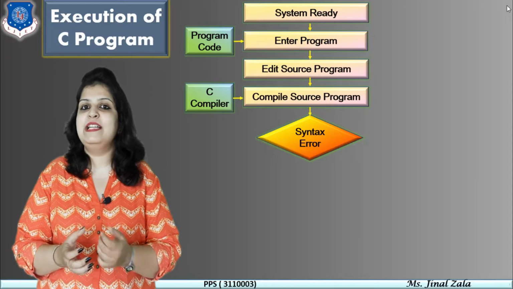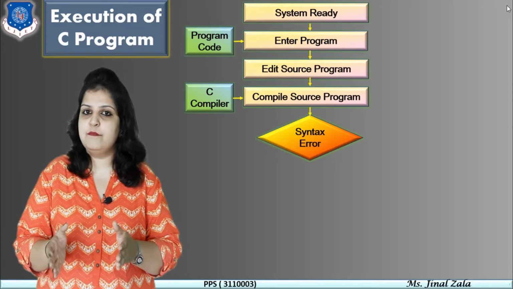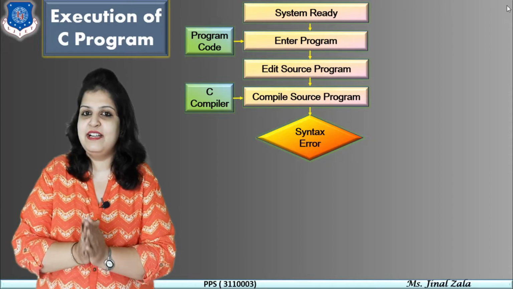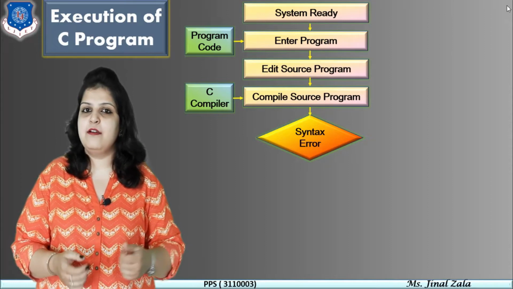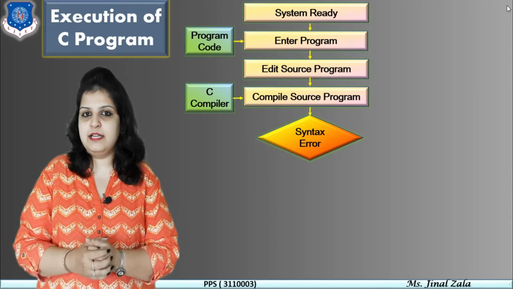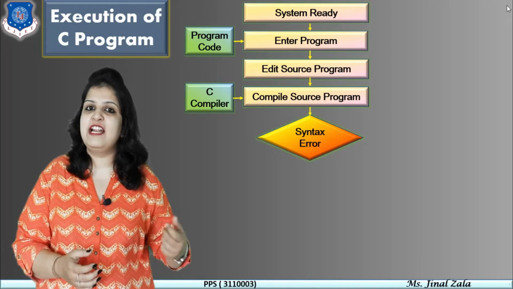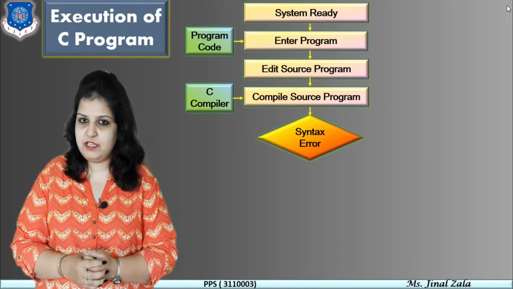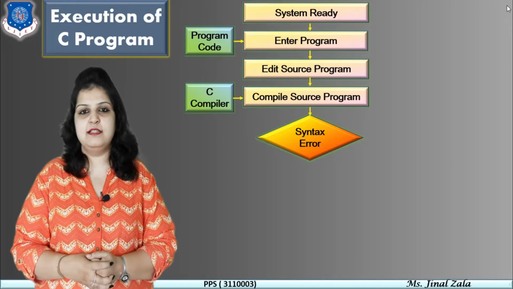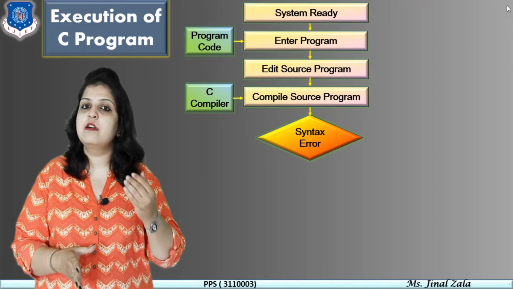Now what do you mean by syntax error? If you miss something in some part of the syntax, that is called a syntax error. Means in printf you have missed f, so it is called a syntax error. Suppose in the main function you forgot to write a semicolon at the end of a statement, this is also called a syntax error. These types of errors are checked by our compiler.